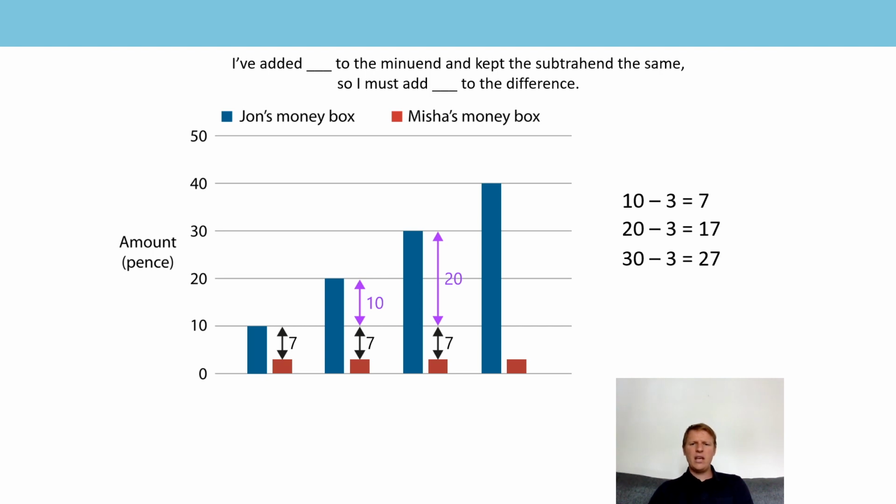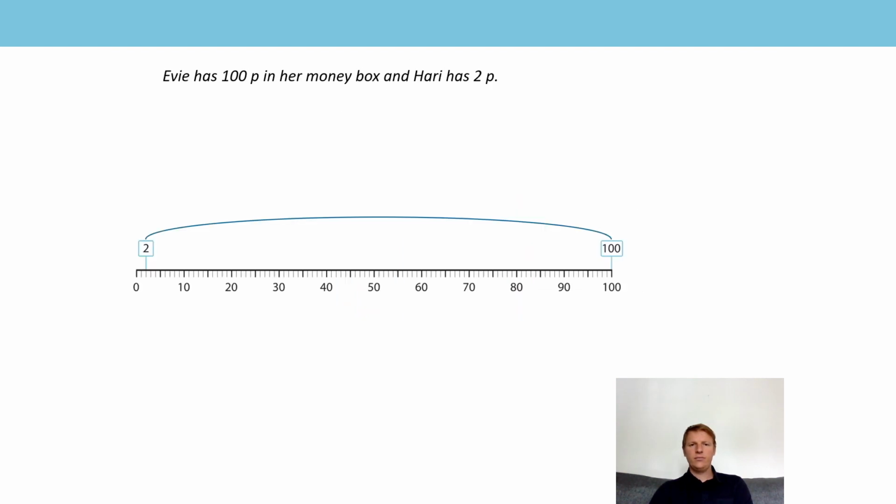So how much bigger is it than the first bar? Remember, the first difference was 7. So how are we going to show the difference here? We're going to say it's still 7 up to this line. How much bigger is this? This difference will be 3 lots of 10, which is 30. This is our calculation. 40 subtract 3 is equal to 37.